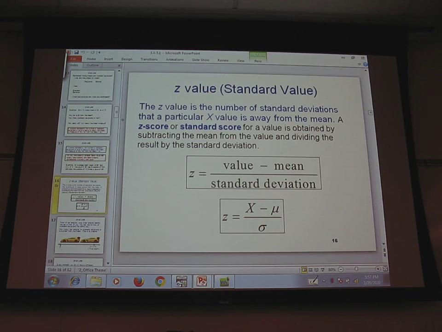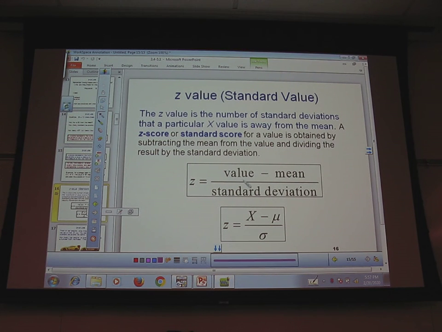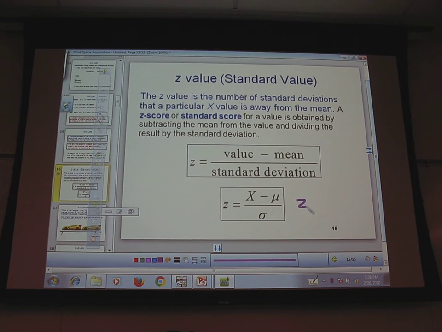How do you find it? You take the value that you care about, subtract the mean, and divide by standard deviation. For a population, this is it. For a sample, it would be x minus x bar over s. That's what you're going to be using the most.